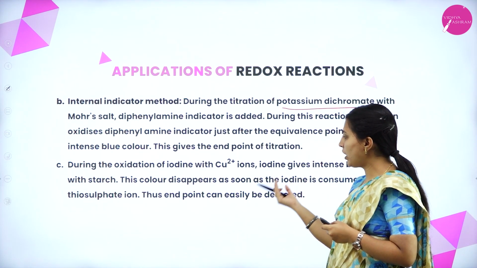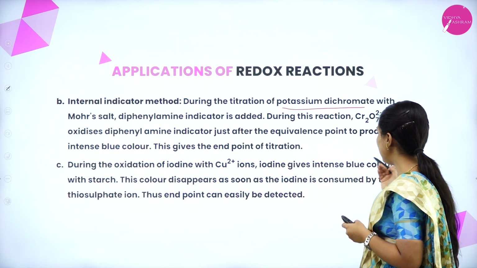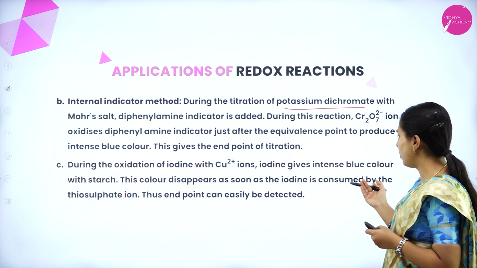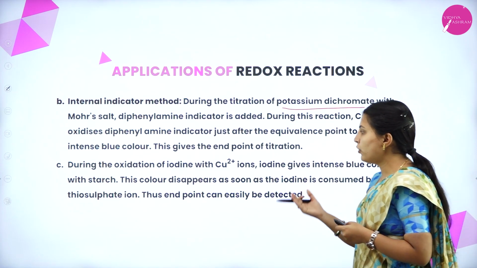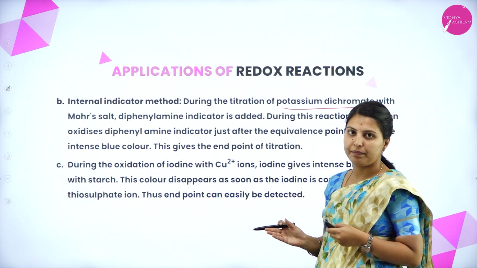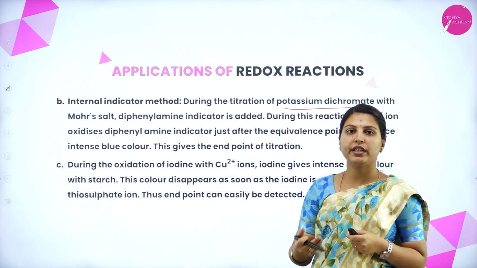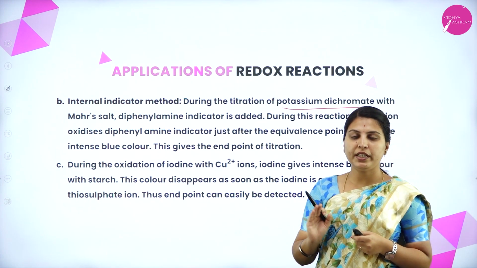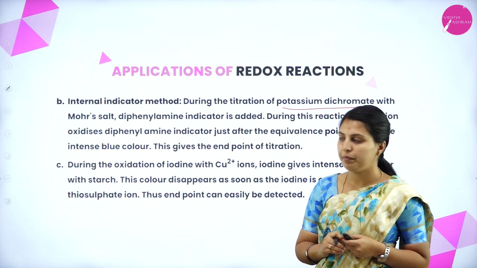During the oxidation of iodide with copper ions, iodine is liberated, which with starch gives an intense blue color. This color disappears as soon as the iodine is consumed by the thiosulfate ion. Thus, the end point can easily be detected. Usually, why do we use indicators? To give the end point, and that end point shows that the complete neutralization has taken place.